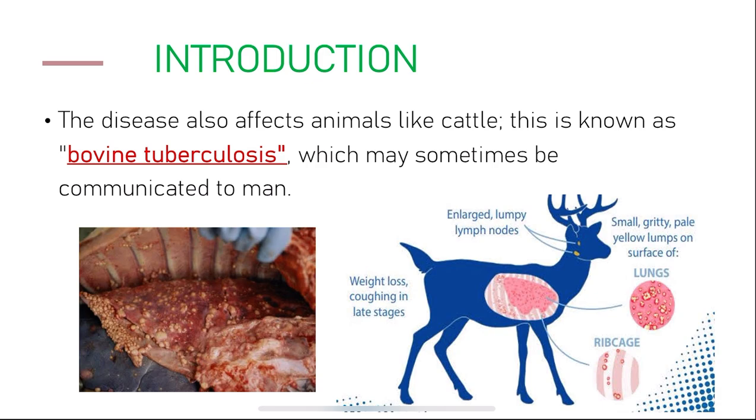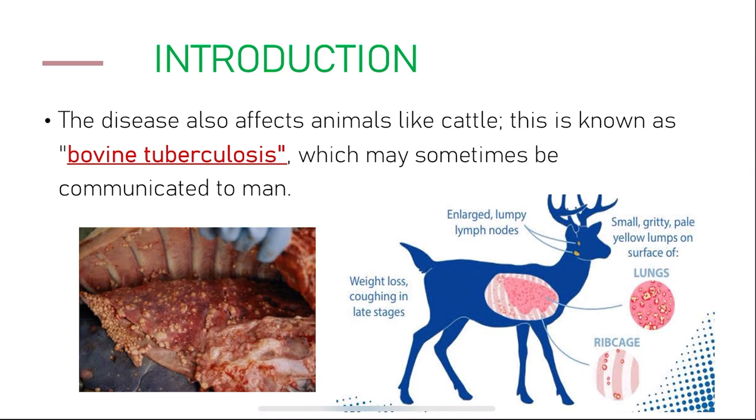So what is bovine tuberculosis? When TB affects the animals, it is referred to as bovine tuberculosis, which may sometimes be communicated to man by meat, infected milk, or various other reasons. So we see that bovine tuberculosis, the TB affecting the animals, can indirectly affect humans as well.